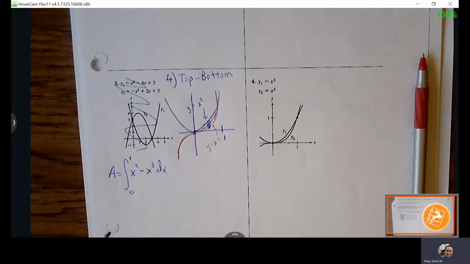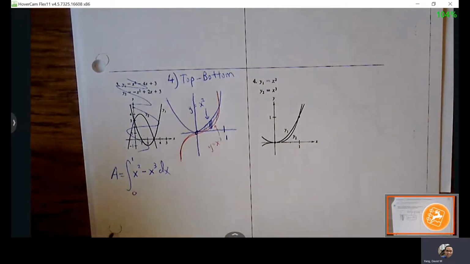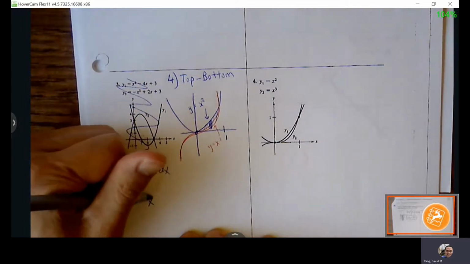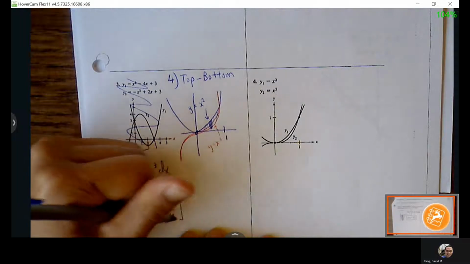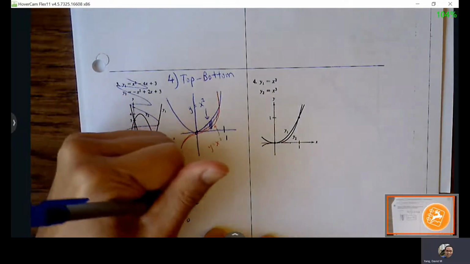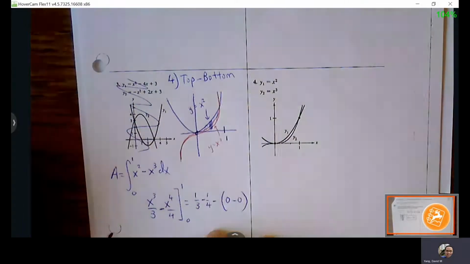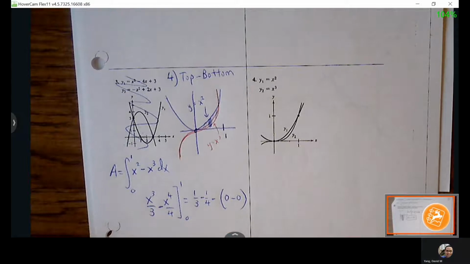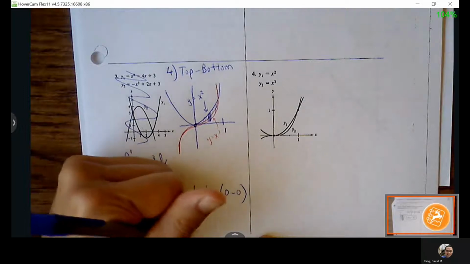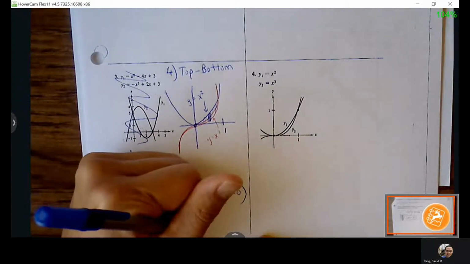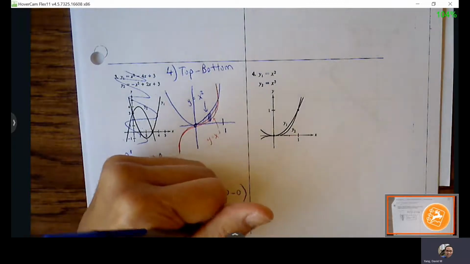Okay, top minus bottom, x squared minus x cubed. We're just following the formula above. Okay, we can work this out by hand, or you can enter in your calculator. Okay, 1/3 minus 1/4 gives us 1/12. If you enter in the calculator, you may get a decimal value. That's also acceptable.